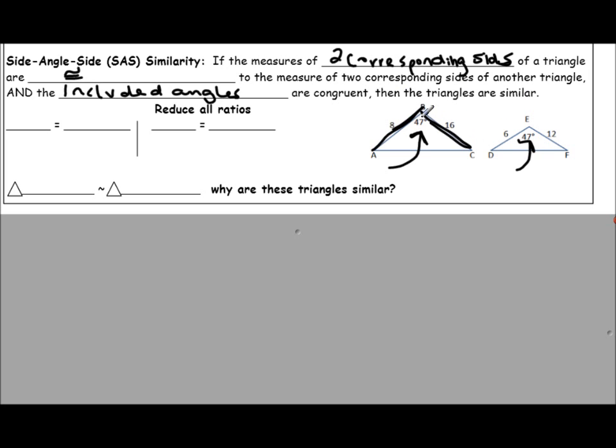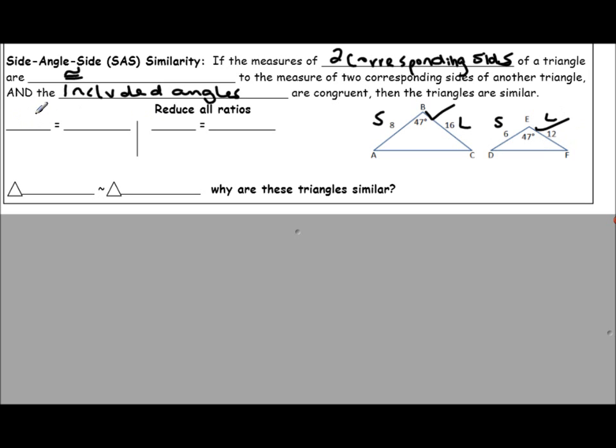Remember, included means the angle formed by two given sides. So first, we check, are the included angles congruent? 47 is the same as 47, so we're good on that one. Then we need to write ratios comparing the side lengths. So you have to make sure you match up your side lengths accurately. 8 is the smallest side in this triangle, and 16 is the largest side. In DEF, the smallest side is 6 and the largest side is 12.